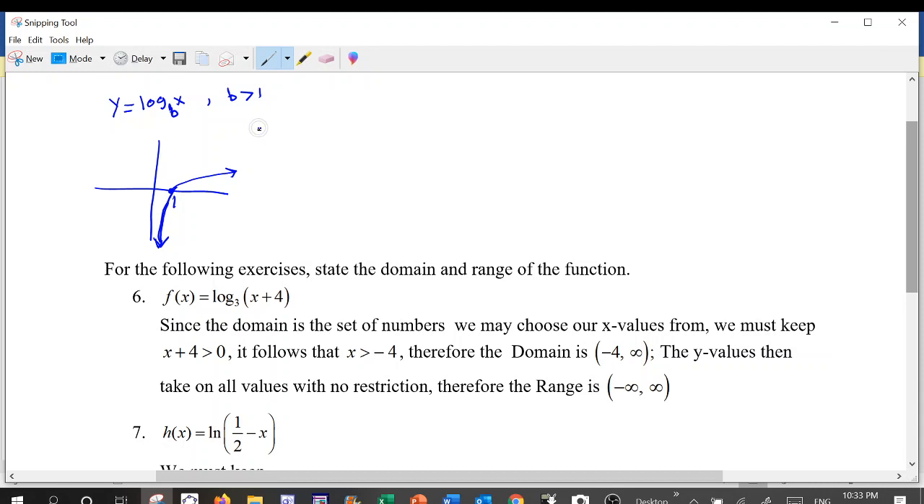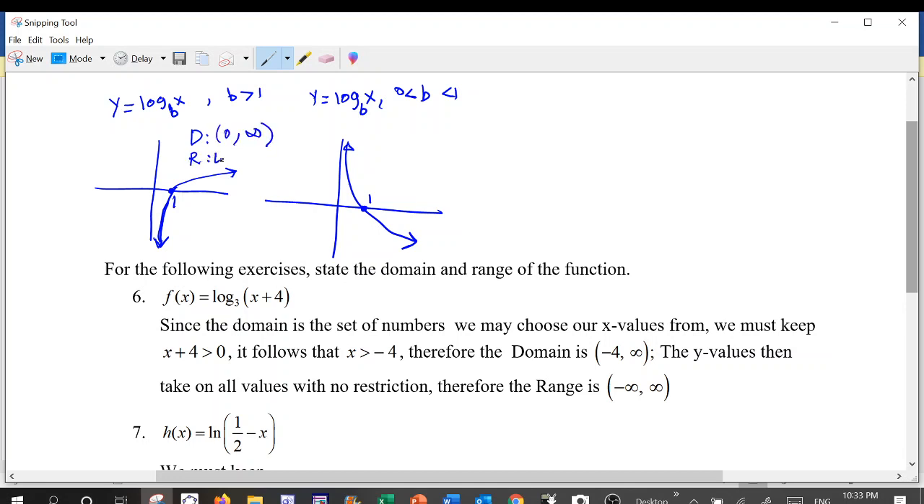Now, if you have a logarithm with base b, but b is between 0 and 1, then the graph looks like a decreasing graph like that. And it still goes through 1 because that's where the domain is. The x is 1, the y is 0. Now, the domain of the regular logarithm with the argument of x is obviously from 0 to infinity. And the range is all real numbers.